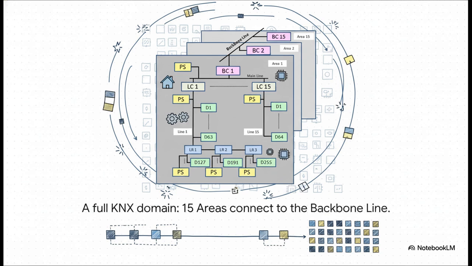You can see that backbone line running across the top, connecting up to 15 complete areas. And each of those areas has its own main line, connecting its own 15 lines. And boom, we've built the full KNX domain. 15 areas, each with up to 15 lines. That's how we get to that massive number of over 65,000 devices, all living inside this single, incredibly organized structure.